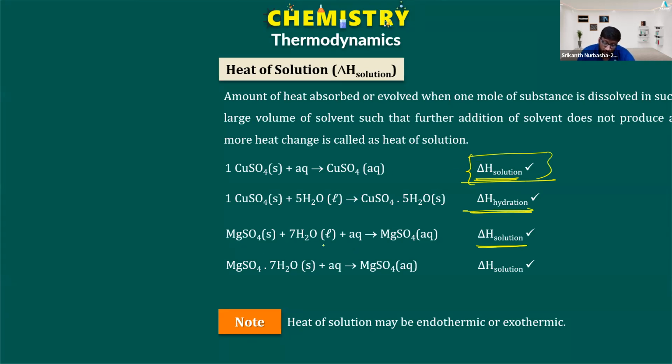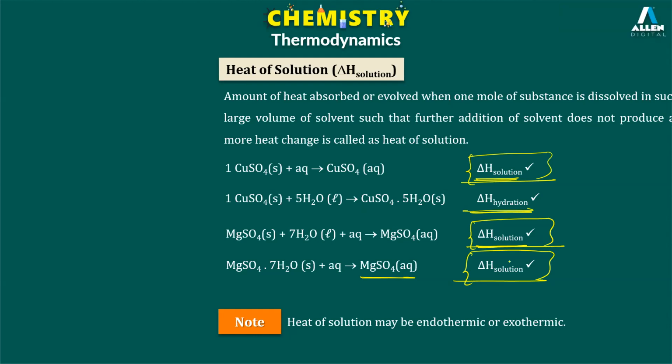And MgSO4 plus 7H2O liquid equals MgSO4 aqueous. Whenever we get a compound in the aqueous state, that means the maximum number of solvent molecules are added, and in that case we use the term delta H of solution. Whenever we form a fixed number of H2O molecules attached, we say delta H of hydration. Similarly, MgSO4.7H2O solid plus aqueous gives MgSO4 aqueous. Here also we use delta H of solution, where the maximum number of water molecules are already there. Just a fixed number of H2O molecules present, in that case delta H of hydration is used. Is that clear, students?